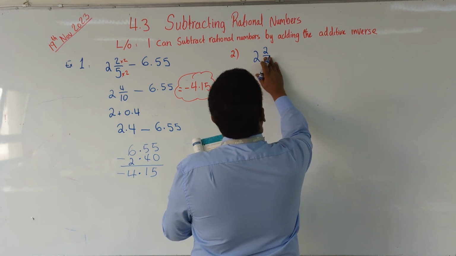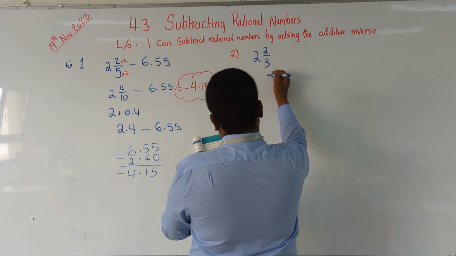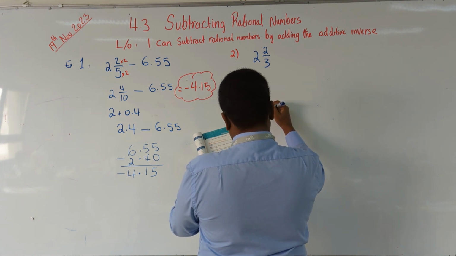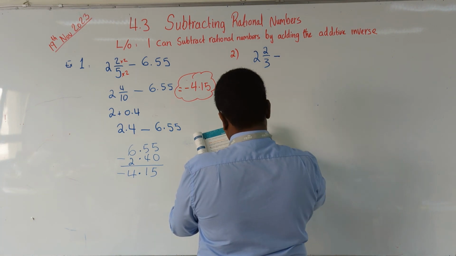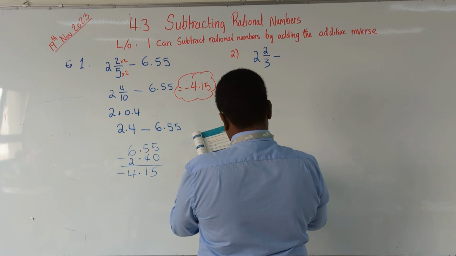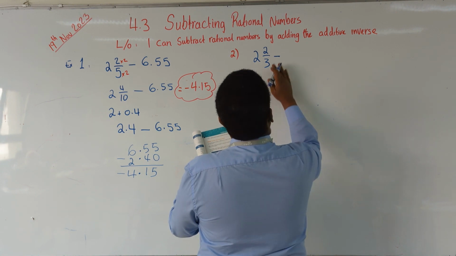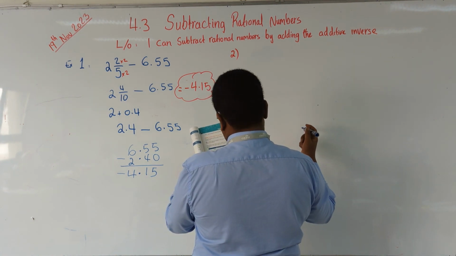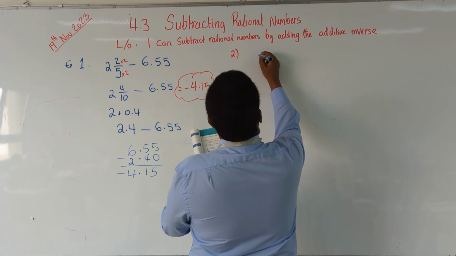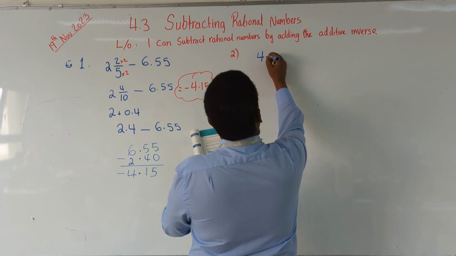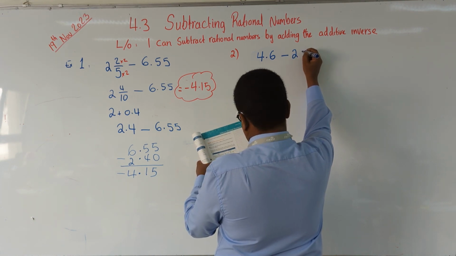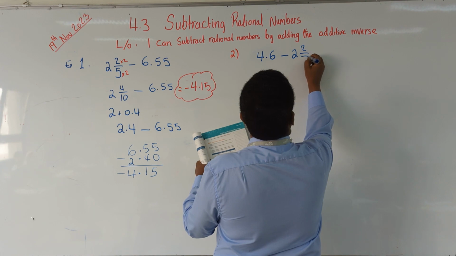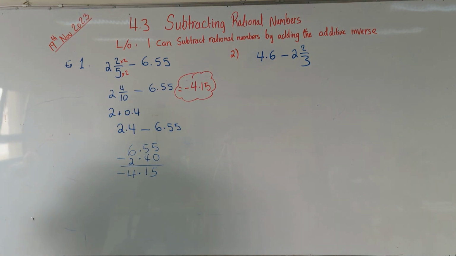Okay, so 2/3. We have 2/3 minus... Okay, I think I called the wrong question. So we have 4.6 take away 2 and 2/10. So this is the question we have.